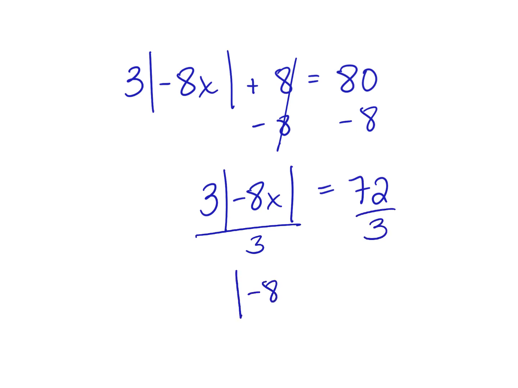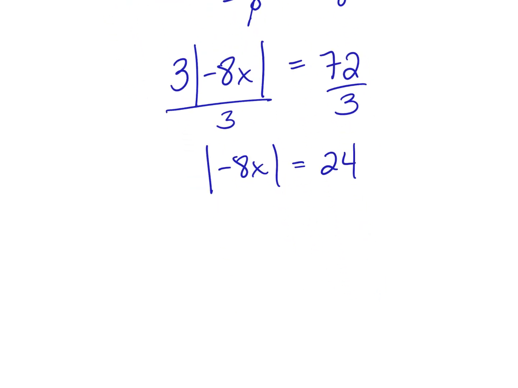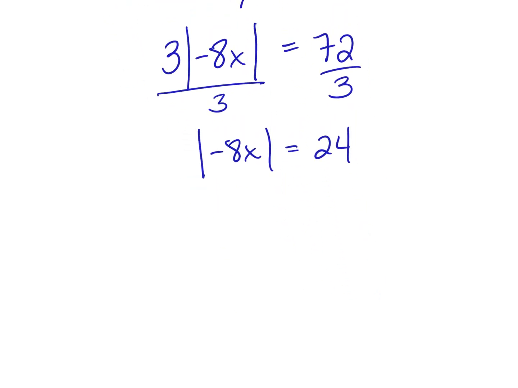The absolute value of negative 8x equals, I want to say 24. Yeah, that's right. 72 divided by 3 is 24. Now, here's a place where you need to be careful because, well, I'll talk about it in a second.